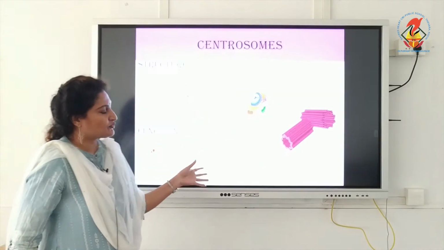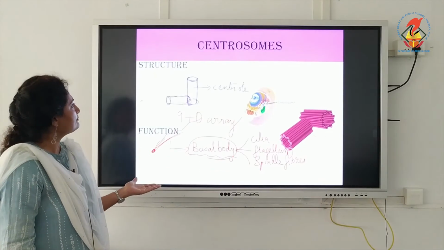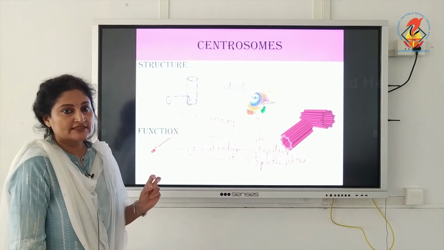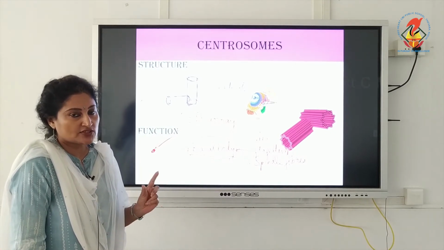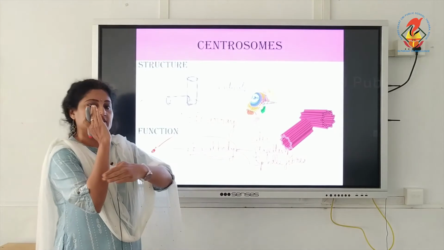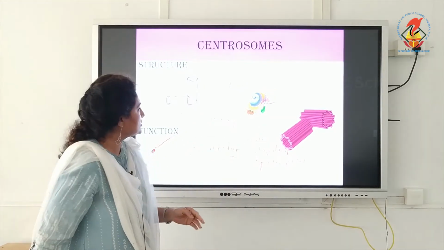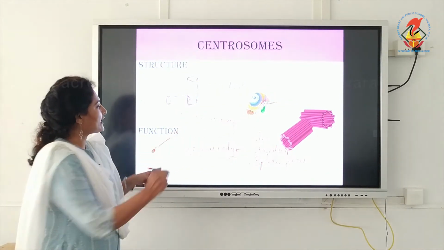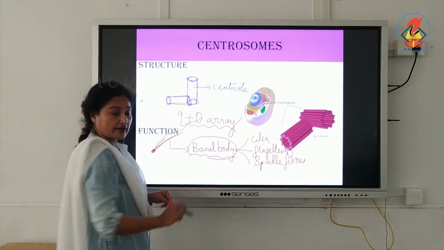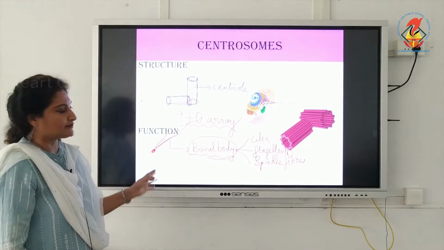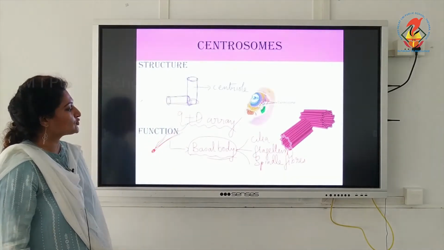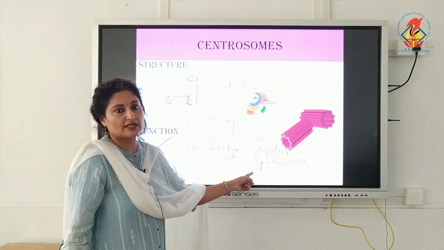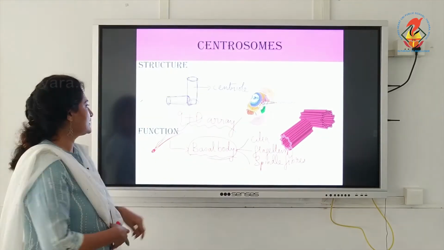So, once again, before I move to the next template, the structure of the centrosome comprises two short cylindrical structures. What are those cylinders called? Centrioles. And how are they oriented? At right angles, or perpendicular, to each other. The centrioles under the electron microscope show the 9 plus 0 array. This we will understand in the next template. Now, the function of the centrosome or the centriole is to form a basal body for cilia, flagellum and spindle fibers.